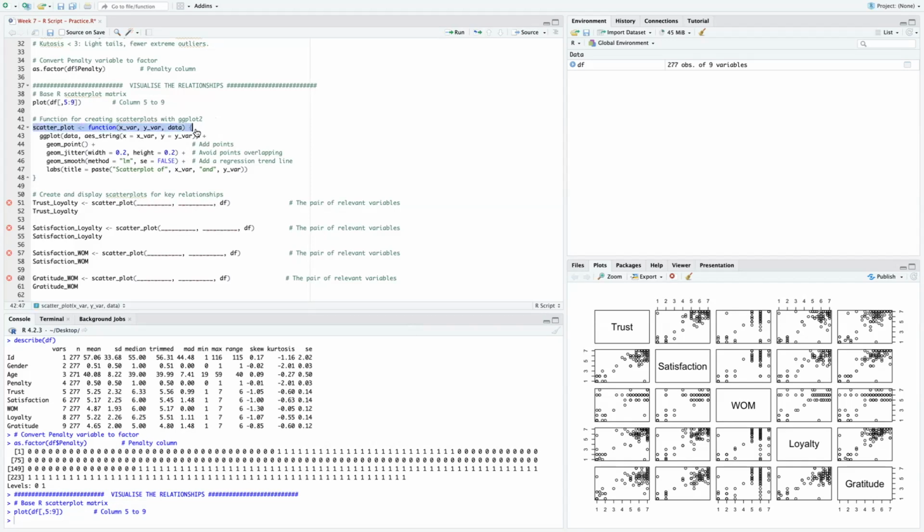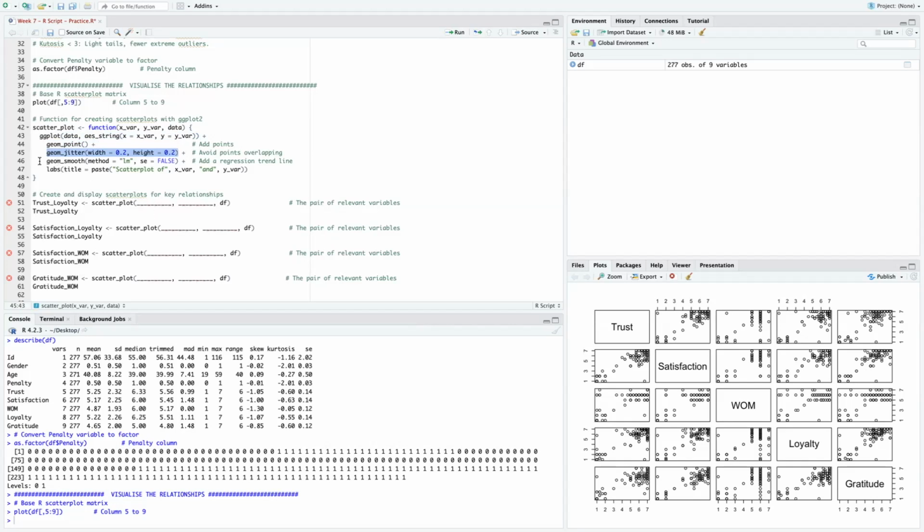So in this line, basically, we are trying to define the function that we want, and this function needs three inputs: the x variable, the y variable, and the data, right? This line will map the value of x variable to x-axis, the y variable to the y-axis. That's it. And this line will add the data point based on the coordinates of x and y. And this line will help us to avoid the points overlapping, like this one, right?